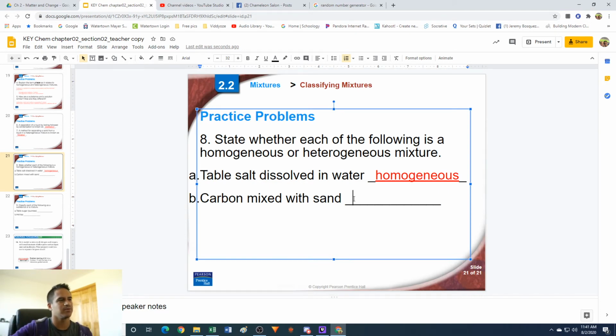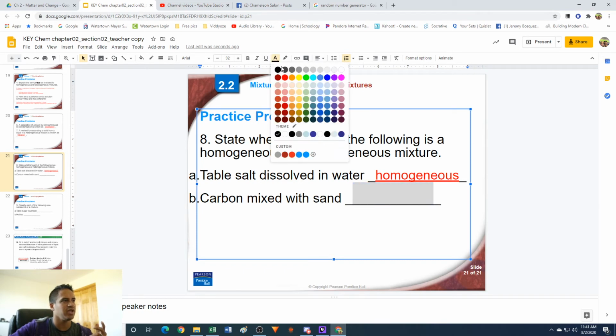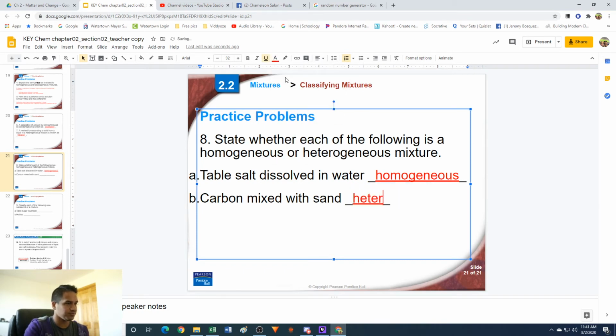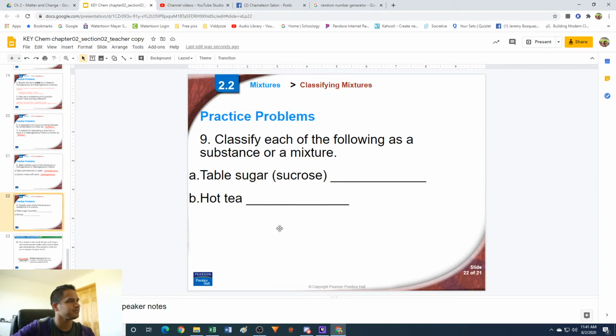So if you were to mix those together, you'd be able to see the little black pieces of the charcoal. You'd be able to see the pieces of sand just with your own eyes. So this one is very clearly going to be a heterogeneous mixture because we have multiple parts that you can just easily see yourself and pick out. Okay, so that one's not too bad.